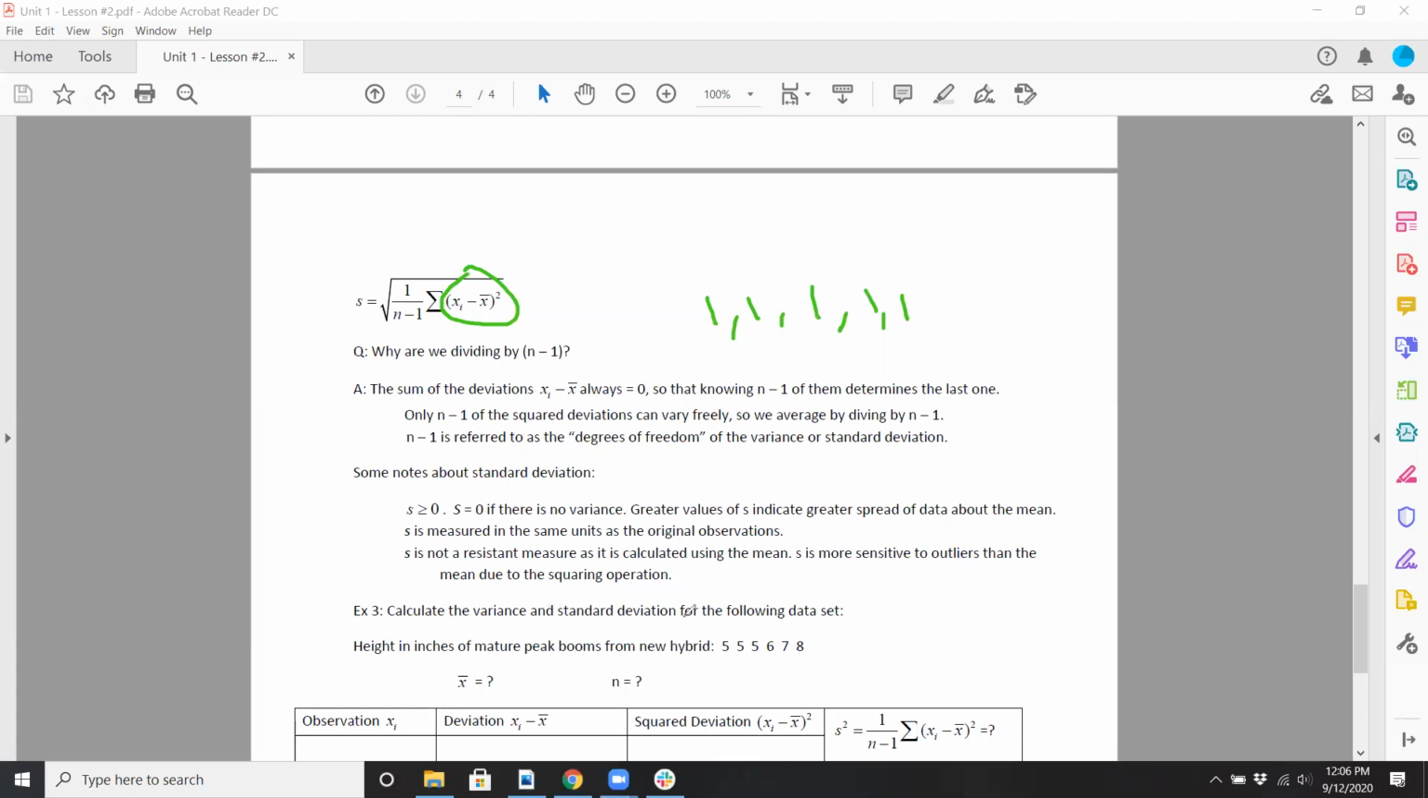So here, calculate the variance and standard deviation for the following data set. I guess this is height in inches of mature peak booms from a new hybrid. I don't know what that means, but anyway, let's just do it.